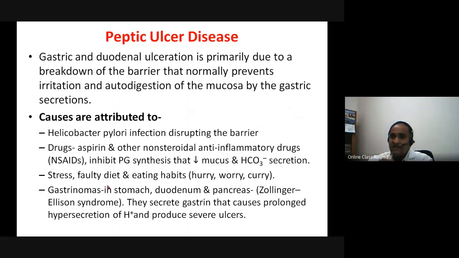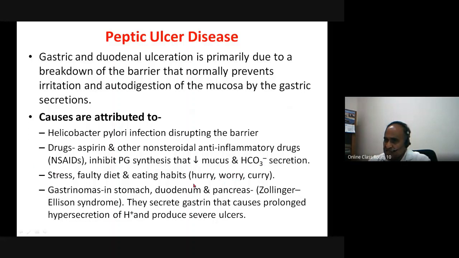I'm sorry about that. The stressful condition would activate the acid secretion and also suppress the mucus secretion. The faulty diet, in the sense of containing spices, or faulty eating habits. So here I am putting it in simple words: hurry, worry, and curry.